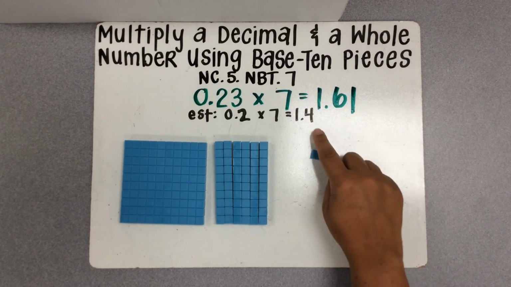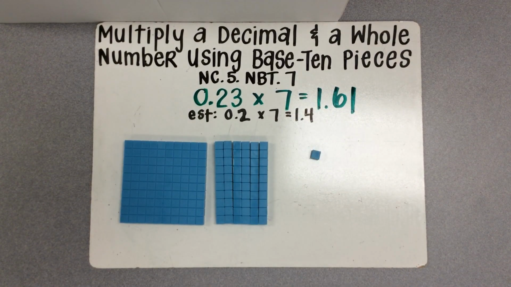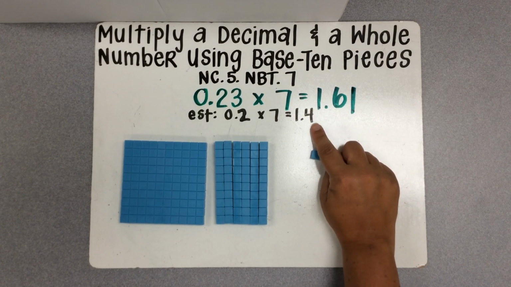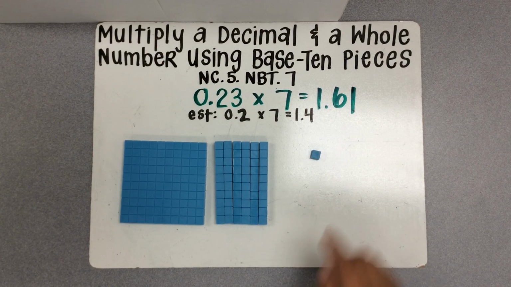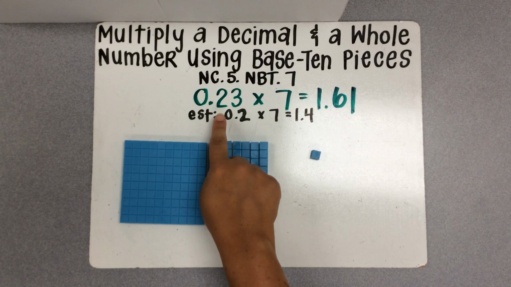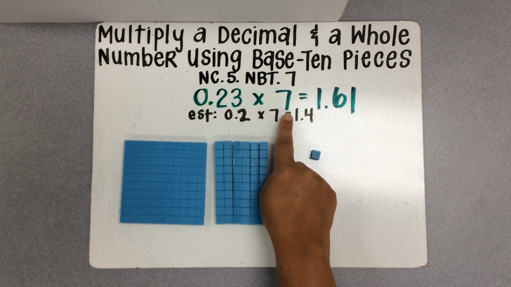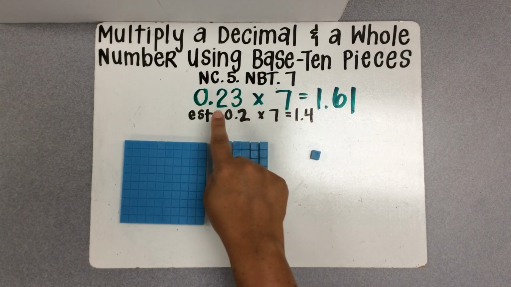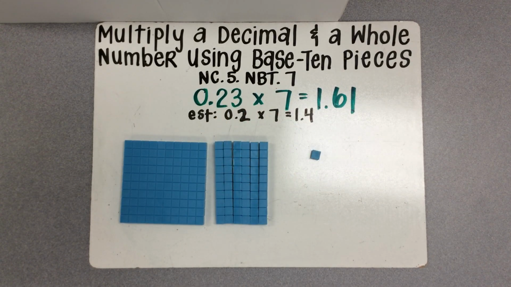We know that's reasonable based on the estimate that we made here, where we multiplied 2 tenths times 7 and got 1 and 4 tenths. 1 and 61 hundredths is close to 1 and 4 tenths. This is also reasonable based on what we thought about in the beginning, where we thought our answer would be more than 23 hundredths, since that's multiplied by a factor greater than 1 whole, but less than 7, since 7 is multiplied by a factor that is less than 1 whole. And 1 and 61 hundredths is less than 7, but greater than 23 hundredths. And so again, this is how we can multiply a decimal and a whole number using base 10 pieces.